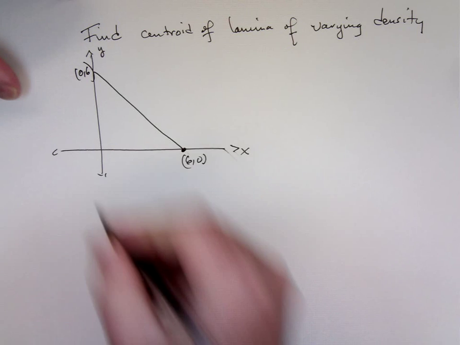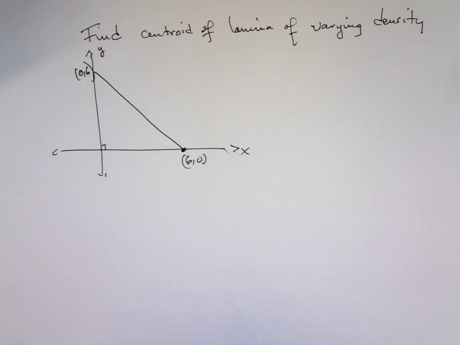Okay. And what we want to do is find, first of all, the centroid of this right triangle with constant density. We'll do that first, and we can do that geometrically. We don't need calculus to do that. But then we want to assign a density function, where the density is going to change depending on where we are in the lamina. And then we're going to see what happens to the centroid as we change the density function.